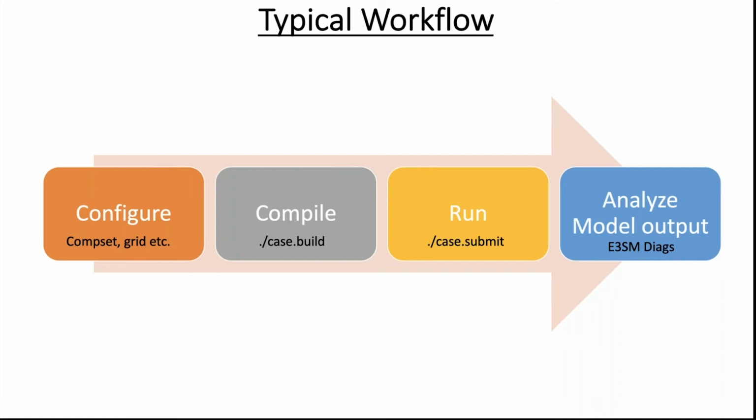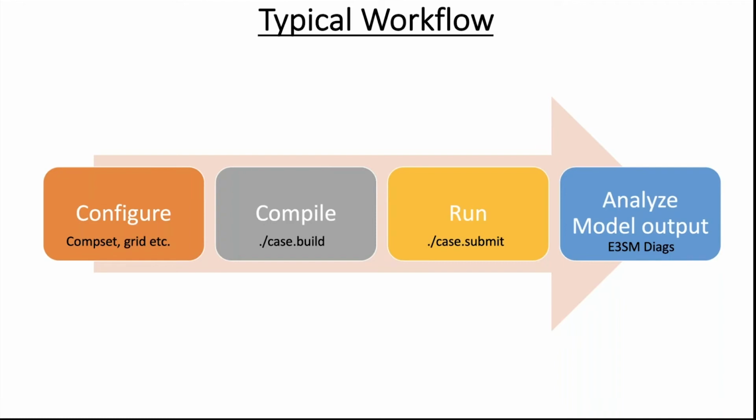The model has a lot of code, but we do not compile all of it when we run the model. So at the configure step, we decide which code we need to compile, and we do that by specifying the component set and grid we are going to use. Once we assemble all that code, we give it to the compiler, and the compiler compiles it for us. This is achieved by a simple command like case.build.